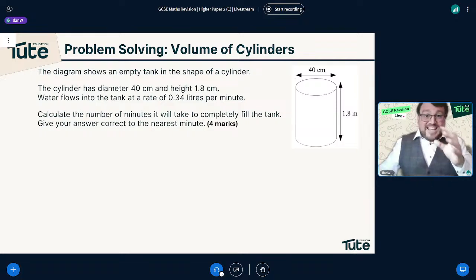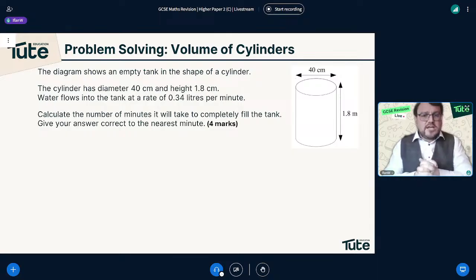So the diagram shows an empty tank shaped like a cylinder. Cylinder, boom. Think of everything that you can about cylinders. Think of all the rules. A cylinder is a circular shape, so anything you can think of with a circle. The cylinder has a diameter of 40 centimeters. Diameter, good one. It has a height of 1.8. That, to me, either implies surface area or volume.